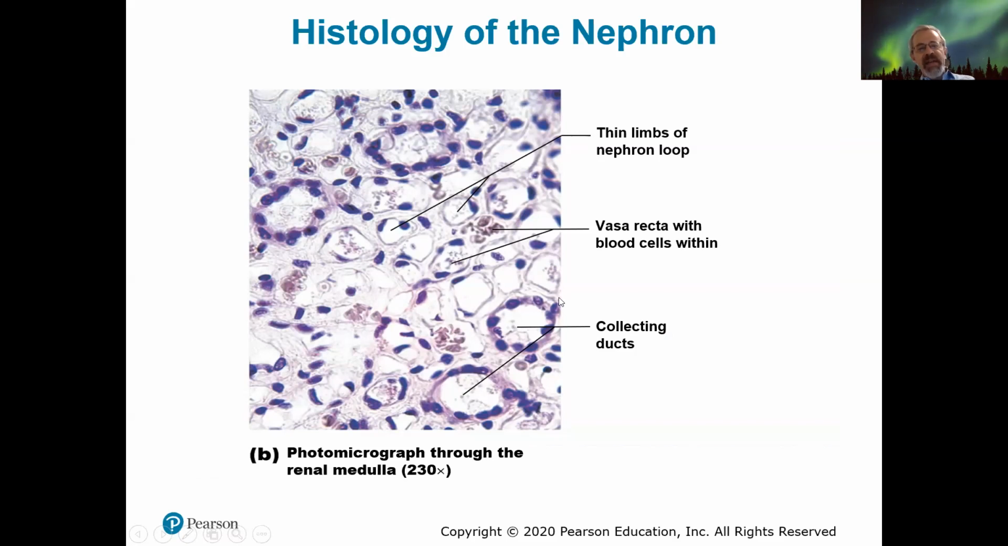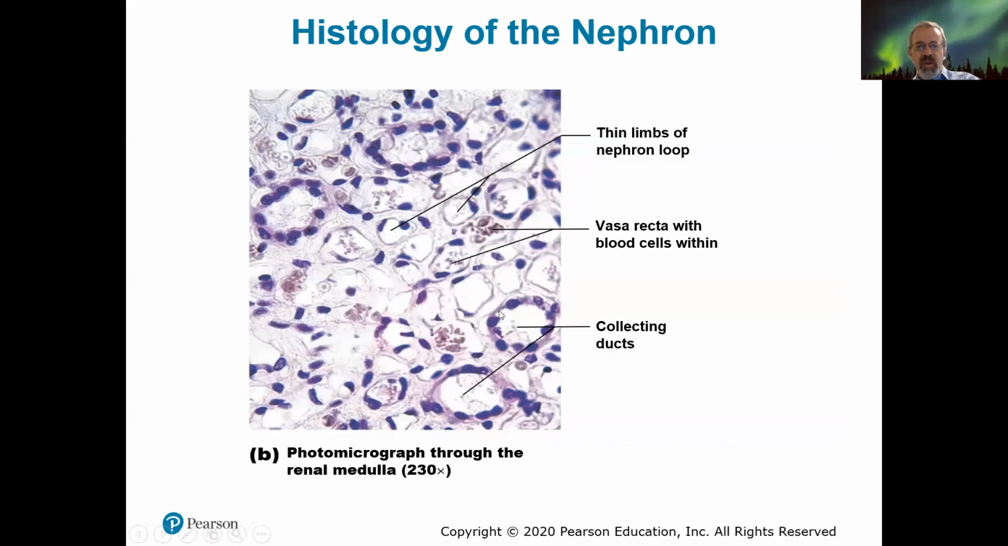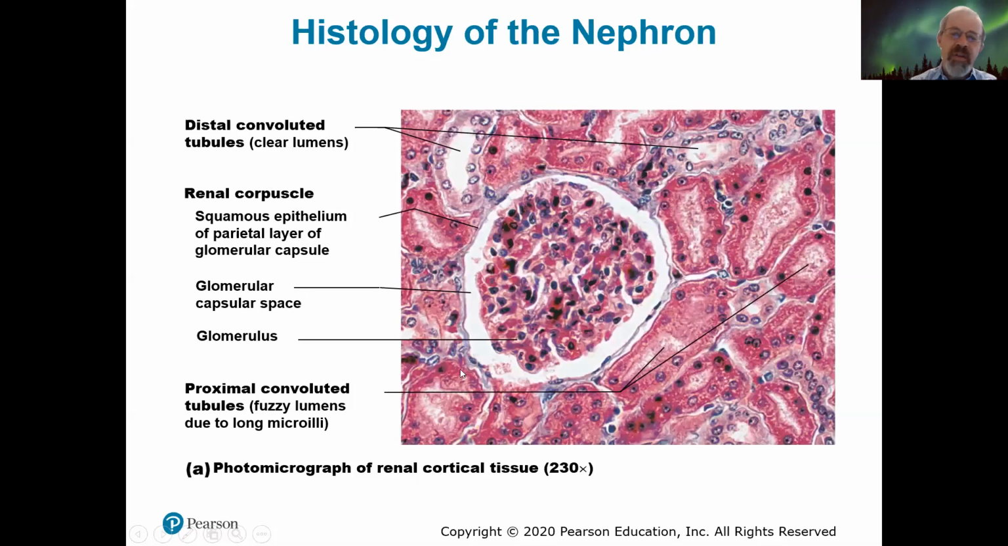And from the loop of Henle, it then drains into the collecting duct. So you can see the change in appearance from these very tall looking cells to flatter cells with the distal tubule, flatter cells with the loop of Henle, and even flat cells with the collecting ducts. You might wonder, why is the proximal tubule so thick? Why does it have a fuzzy appearance? That's because they have a lot of microvilli.